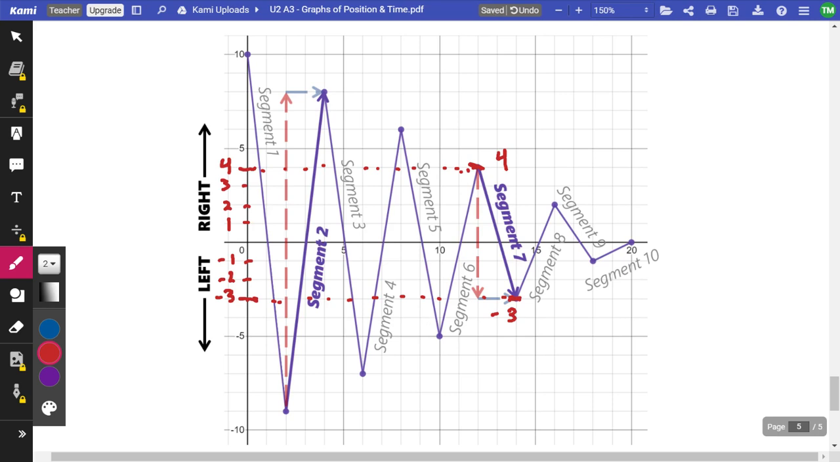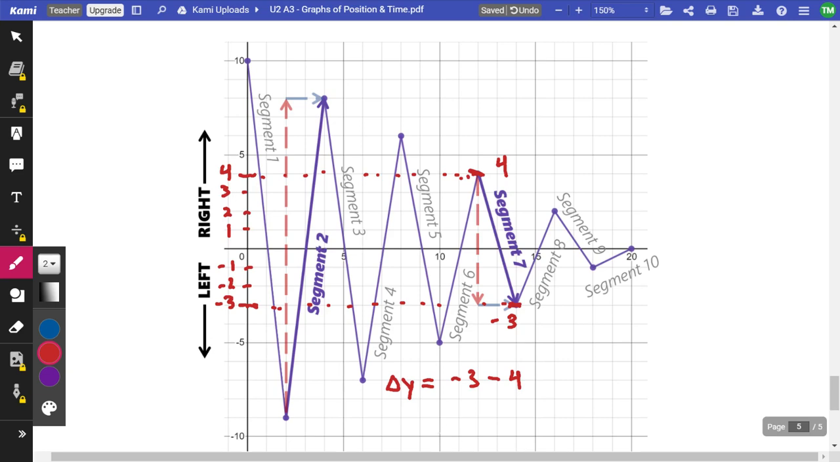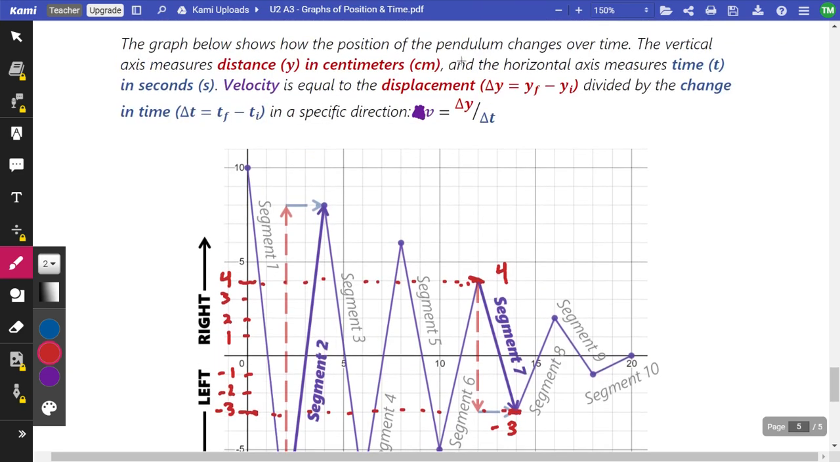Okay. So we're going from +4 down to -3. So if we wanted to calculate the displacement there, that would be delta y. So our displacement, the change in vertical position, is equal to our final, which is -3, minus our initial, which is 4. We ended at -3. We started at 4. We always do our change in as the final minus initial. Okay, and that's also up here, final minus initial.